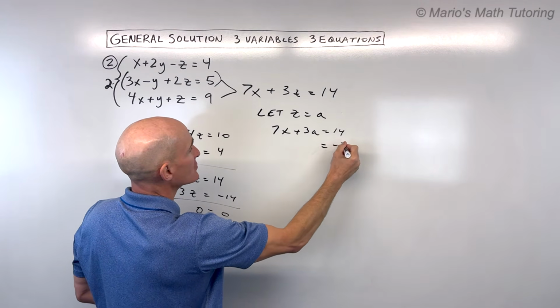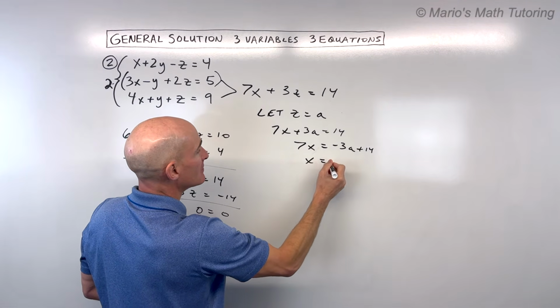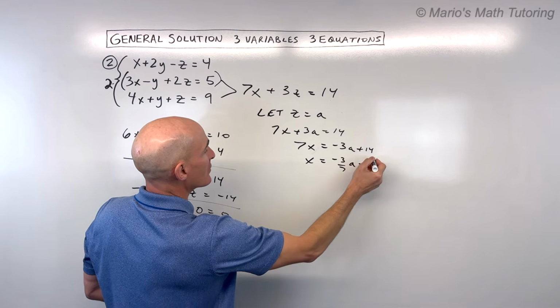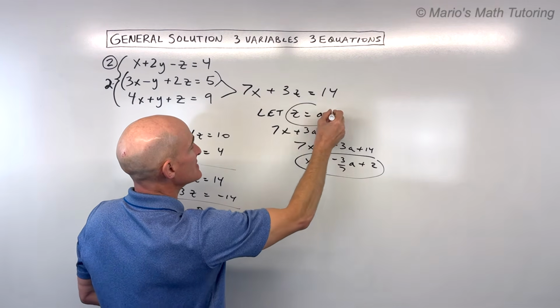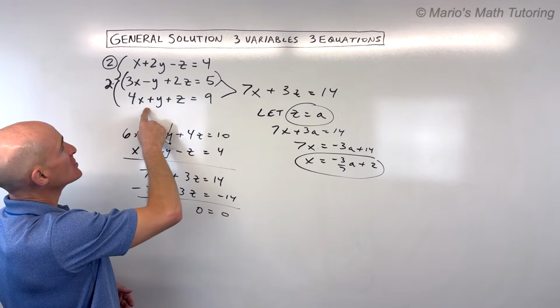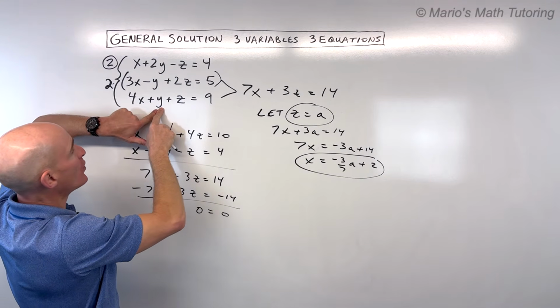Subtract 3a from both sides. Divide by 7. So there we have x in terms of a, we've got z in terms of a, now we need to get y in terms of a. I'm going to go back to one of the original equations. You can use any one of these three. This one looks like it might be the easiest since there's just one y here.